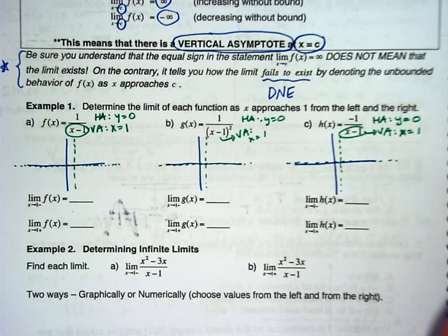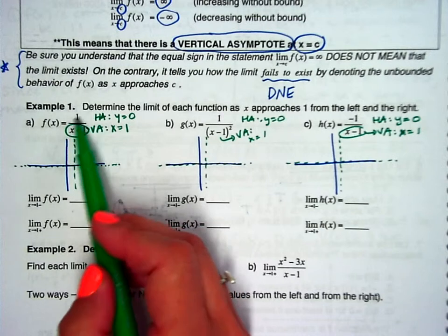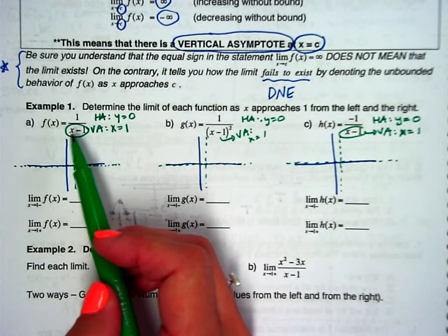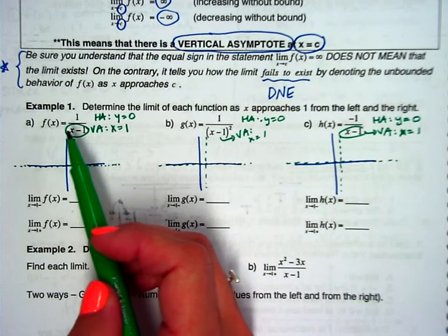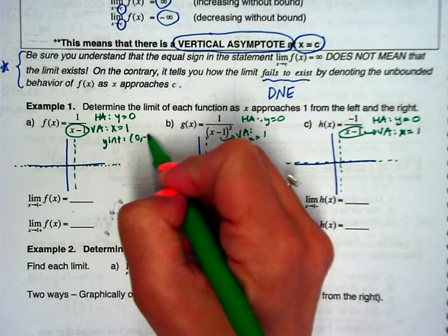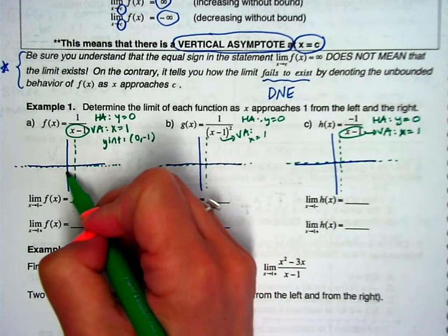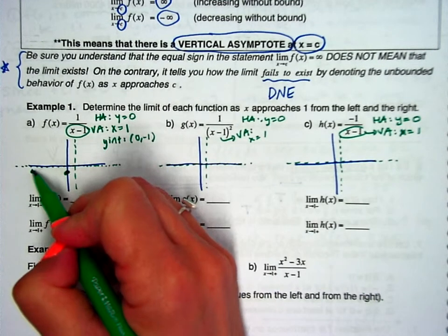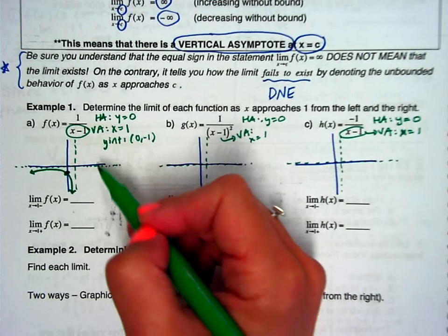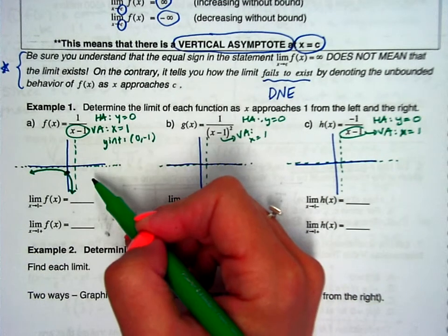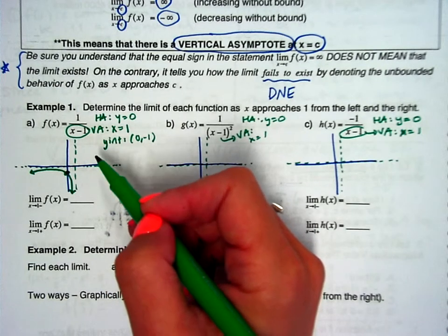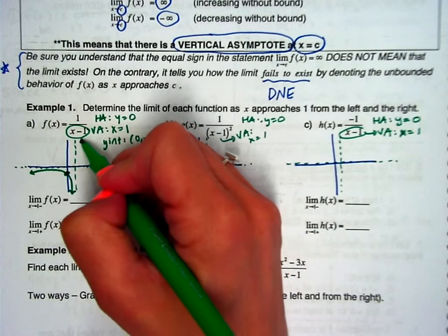None of them have x-intercepts. What about a y-intercept? Where would my y-intercept be for this one? Plug in 0 for x. What do you get? Yeah, so your y-intercept would be at 0, negative 1. And that can give you the first curve. And then where's my other curve going to be over here? Top or bottom? Top, right? It's going to be opposite.